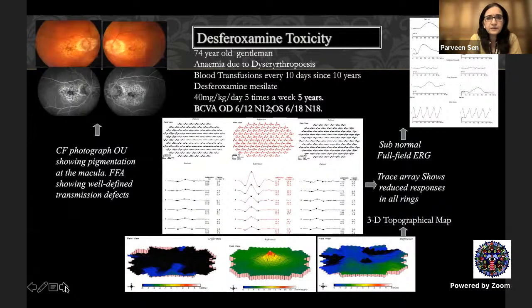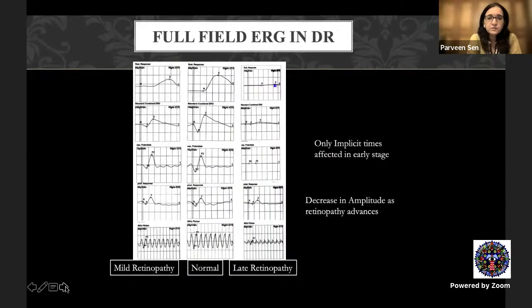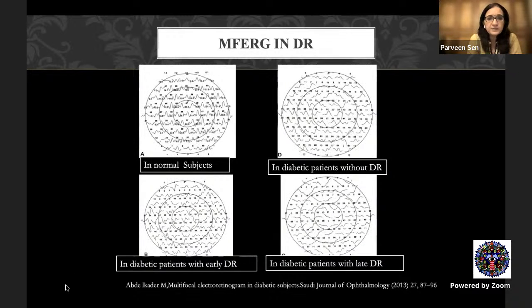Another example that we have documented as well, desferoxamine toxicity. All this can be easily picked up. Dr. Subhadra very nicely pointed out how full-field ERG can be useful in diabetic retinopathy. Multifocal ERG can be even more useful because it can pick up the posterior pole limited macular changes, and these changes can actually correspond to the area of pathology as well, and you can overlap it and see it.